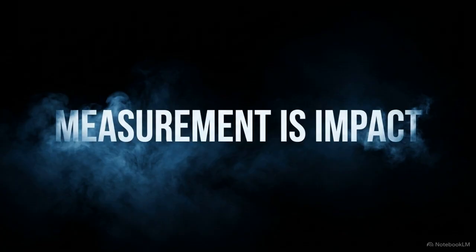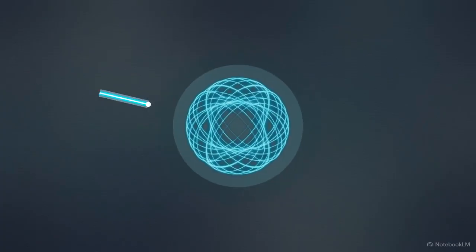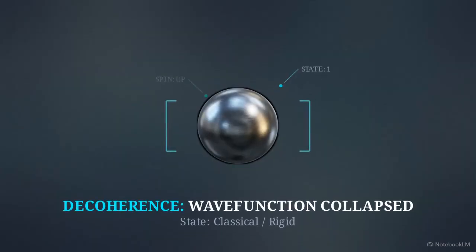This is often called the observer effect. In the quantum world, observation is a physical impact. Any stray vibration or heat hitting a particle forces its wave of possibility to collapse into a single solid state.